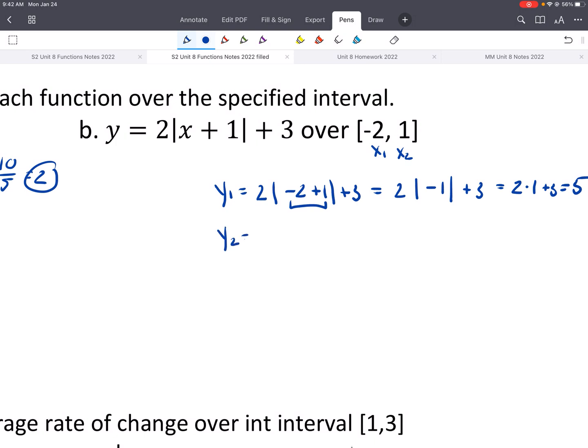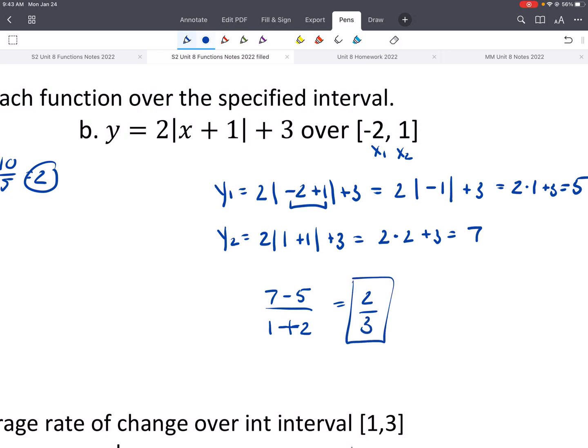And then y2, same sort of thing. We'd plug 1 in, which will give us 2 times the absolute value of 2, which is just 2. So we'd get 4 plus 3 is 7. So then we'll write our formula. So y2 minus y1 over x2 minus a -2. So that would give us a positive 2. So 2 over 3. So our average rate of change would be 2/3.